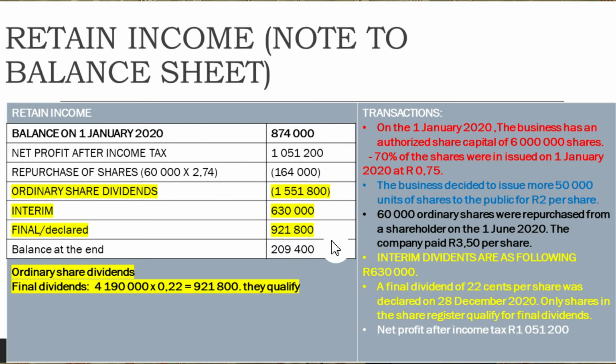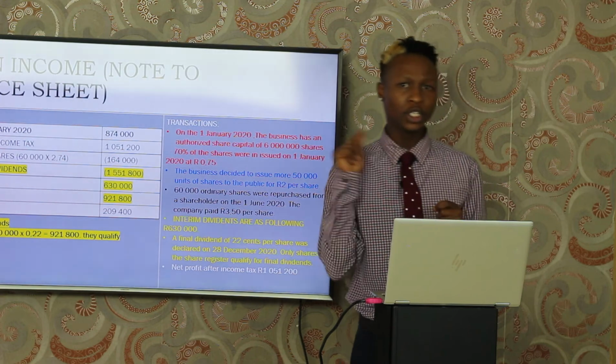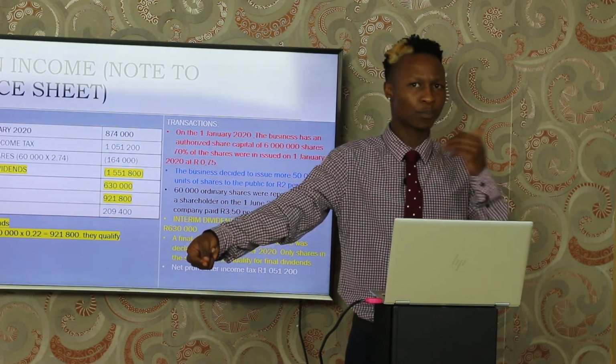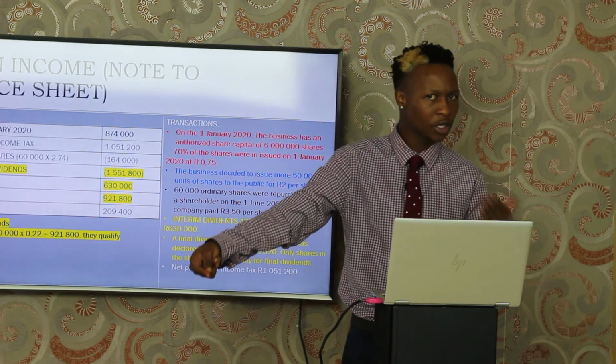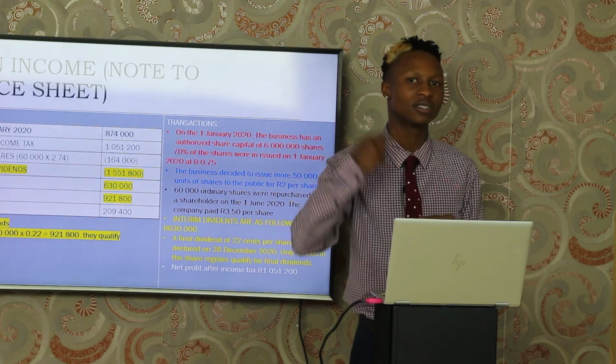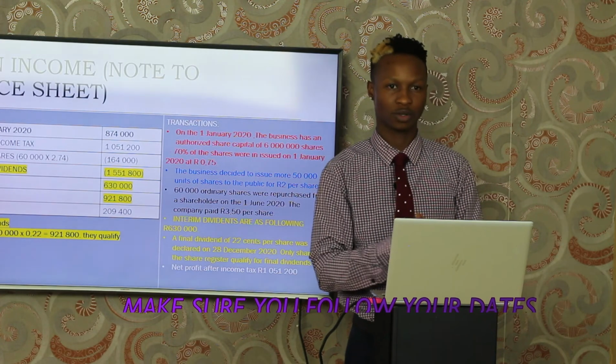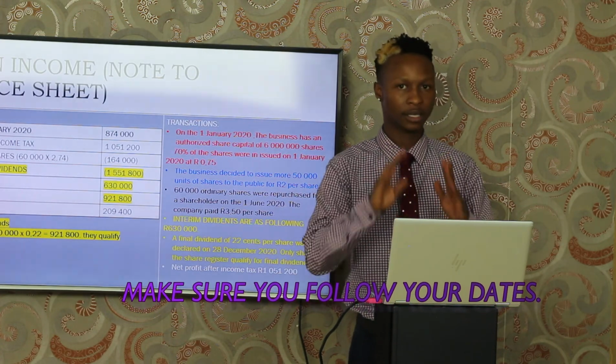921,800. They qualify. Sometimes they may not qualify, meaning that we paid our shareholders before buying back or before issuing shares. So they will tell you they qualify or they do not qualify. So you must always think about your date. At the beginning, did we issue final dividends before opening our ledger account, before issuing out our shares, or before repurchasing? That's where you must hold it. So you must always consider your date. We are working with dates here. Once you forget your date, everything is wrong. So make sure you know your date when it comes to this part, guys.